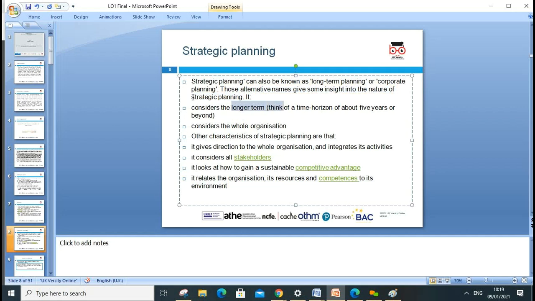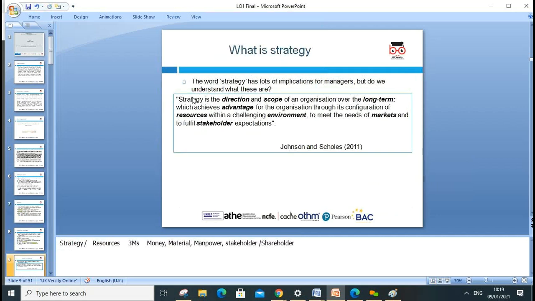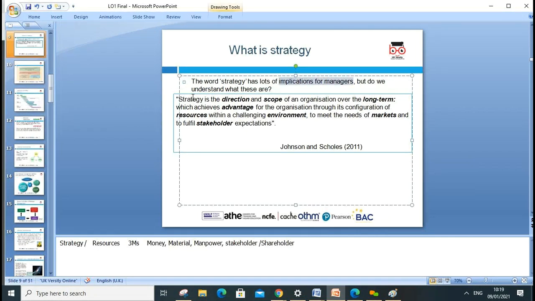Consider the long term. Think of a time horizon; it can be five years and beyond. Think about the whole organization and its characteristics. Give direction to the whole organization. Integrate activities and stakeholders. Create competitive advantage. Focus on the competencies in relation to its environment. So where did the word strategy come from? The word strategy has a lot of implications for managers, but we do understand these.